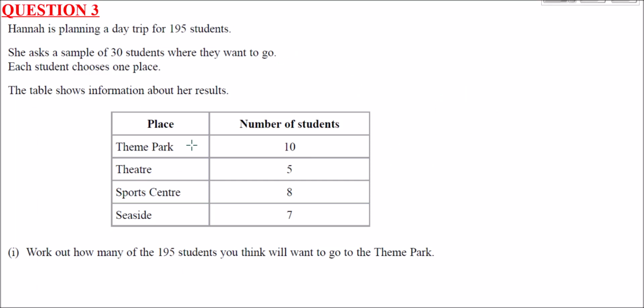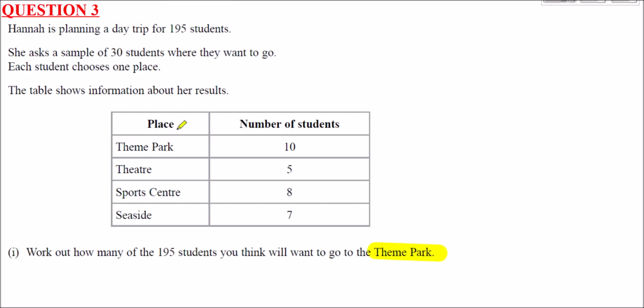Question 3, we've got Hannah here planning a day trip for 195 students. She asks a sample of 30 students where they want to go. Each student chooses just one place. This table shows information about her results. We're asked here to work out how many of the 195 students you think will want to go to the theme park.